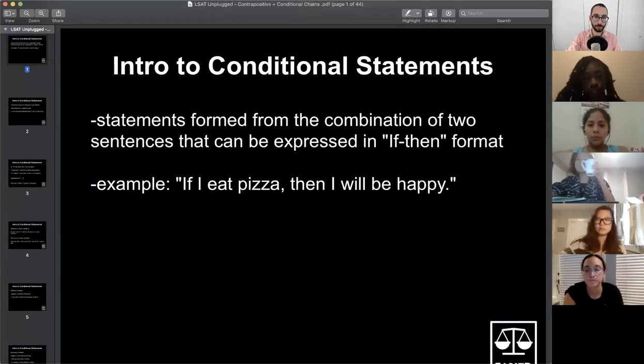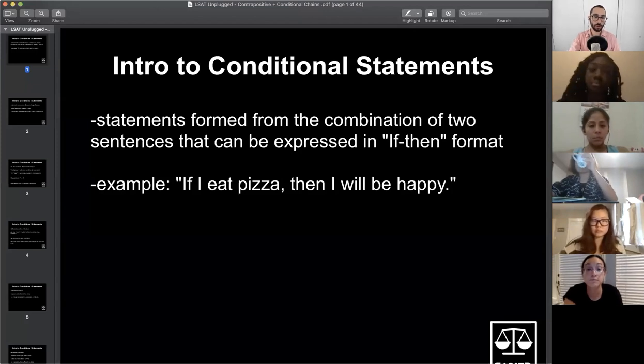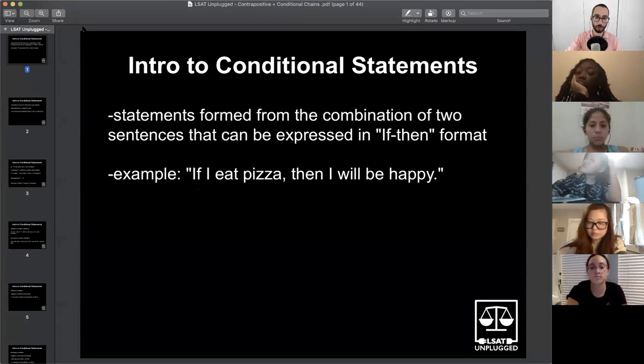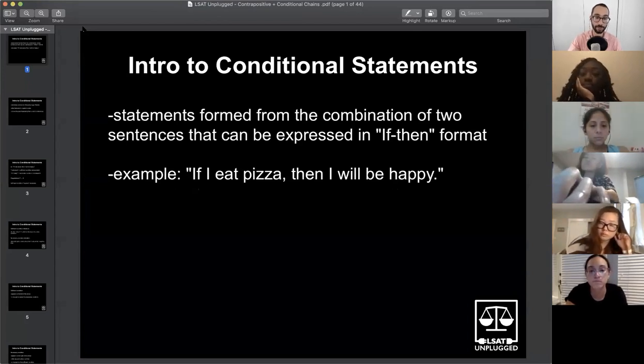Conditional statements. Start there. So what are conditional statements? Conditional statements are formed from the combination of two sentences expressed if then, very simply. My favorite example of this is, if I eat pizza, then I'll be happy. So you've probably seen them. I'm coming at this specifically from a logic games perspective.